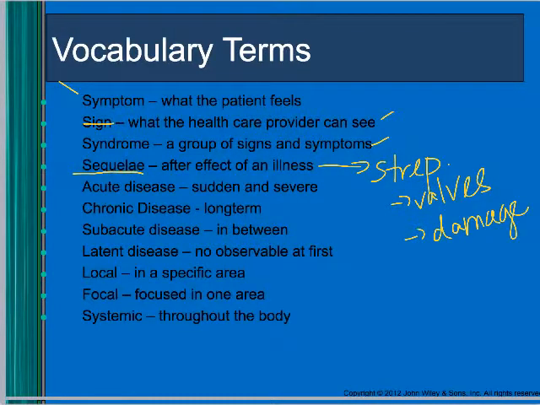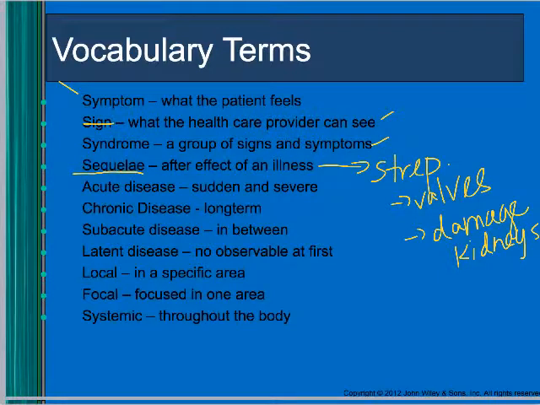So it's after the fact. So it's not the initial thing, but it can cause long-term damage. Okay, acute disease means it's sudden and severe, it comes on and you're really sick immediately. And chronic is long-term, right? So maybe something like Lyme disease.